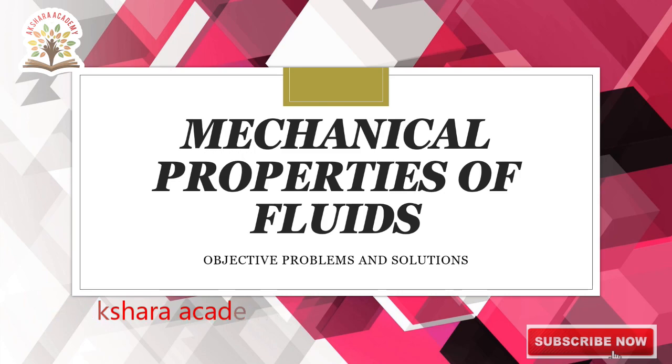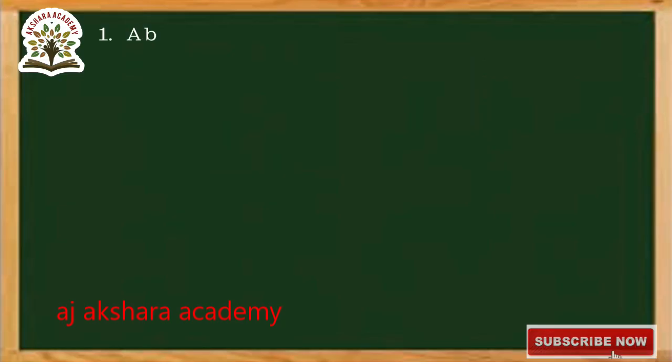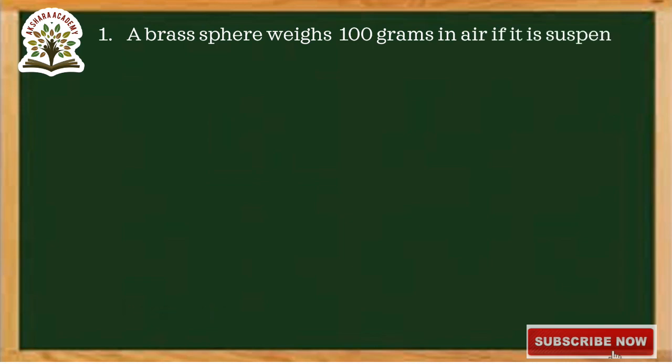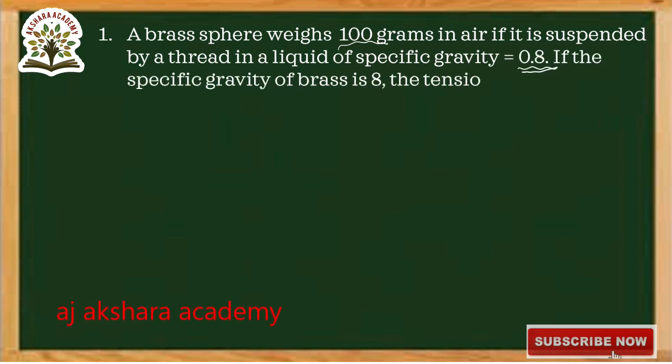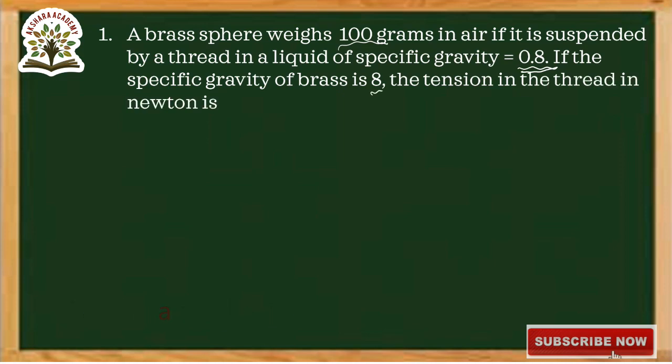Okay, let us go to today's session. Mechanical properties of fluids, objective problems and solutions. Go to the first one. In this question, a brass sphere weighs 100 grams in air. If it is suspended by a thread in a liquid of specific gravity 0.8, and the specific gravity of brass is 8, the tension in the thread in Newton is.